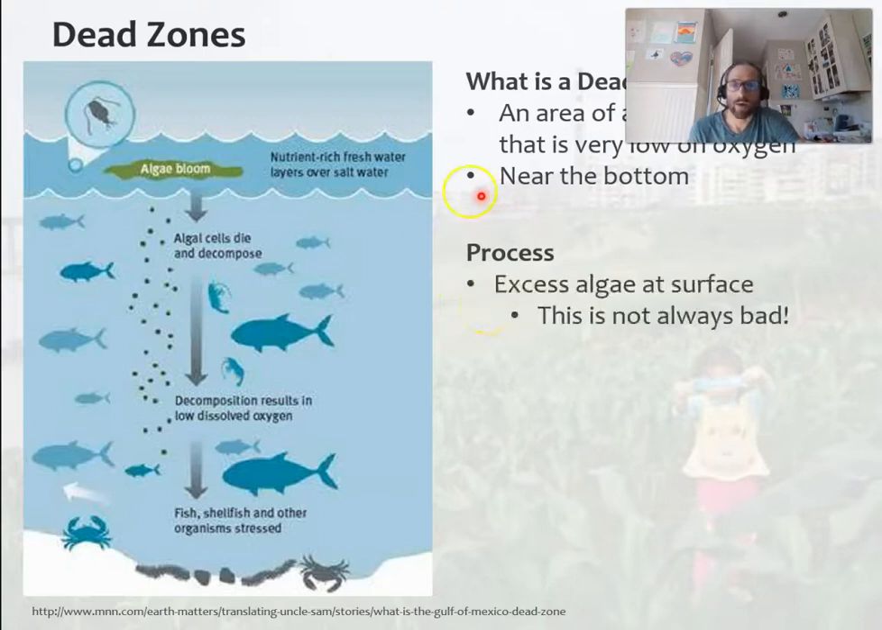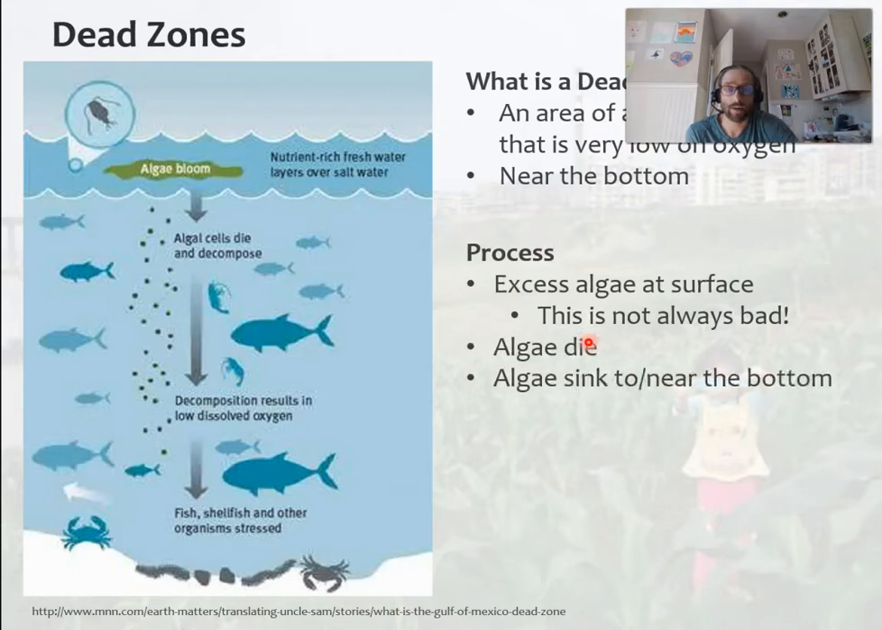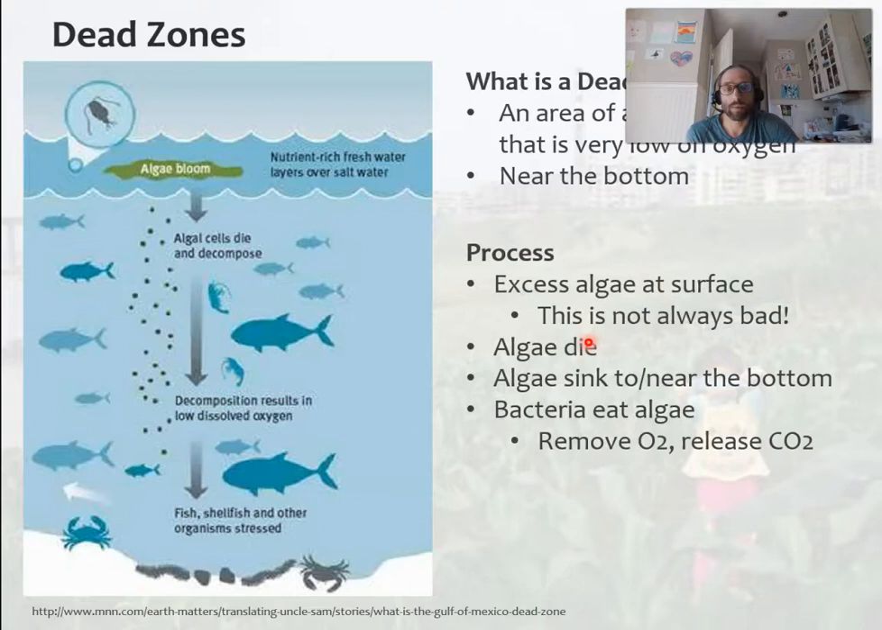The process is, you have excess algae on the top, this big algae bloom, like we saw in that picture. If they're toxic, that's bad. Excess algae is not great, but the algae themselves don't cause the dead zone on the surface. The problem is when the algae die, they sink to the bottom. And that's not even a problem yet. The problem is the microorganisms that eat the dead algae.